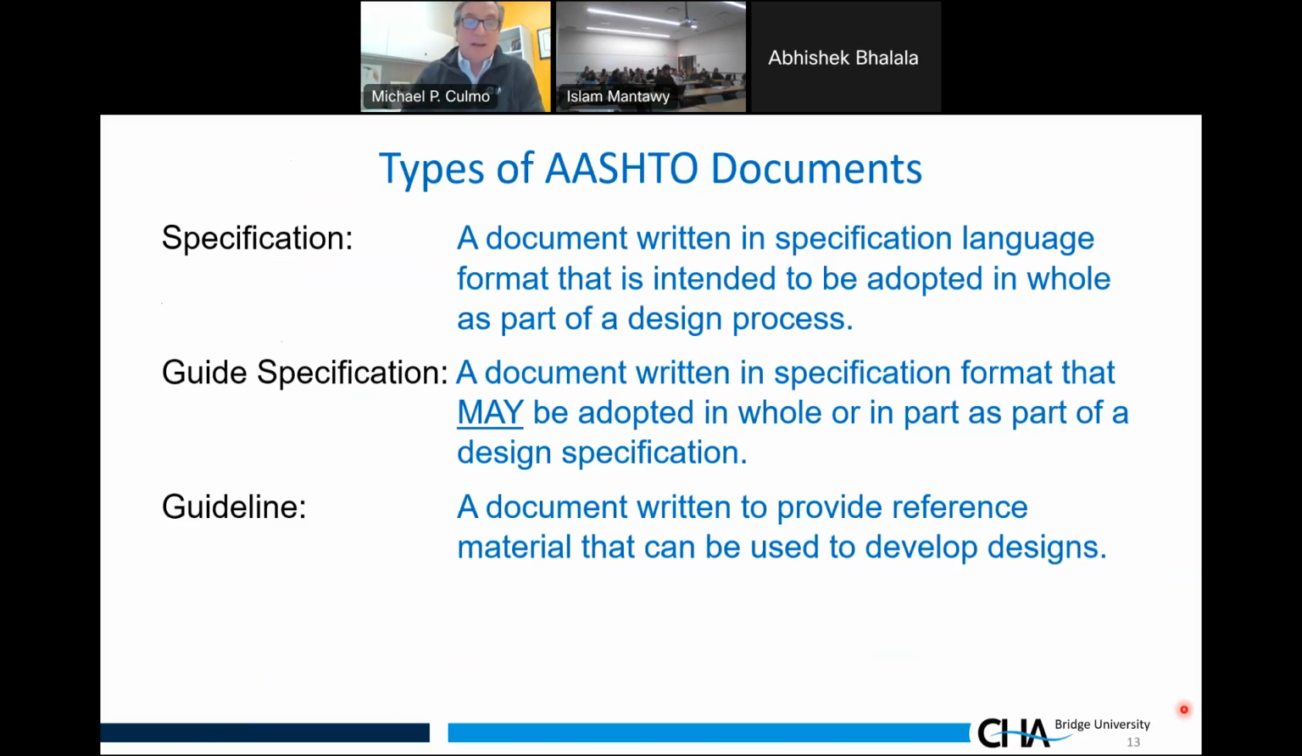The last type is a guideline. A guideline is basically a reference document that can be used to develop designs, but it's not mandatory. It's something that is optional that you can use at your discretion, or really at the owner's discretion. And when I mention owners, I'm talking about DOTs. DOTs own bridges, not individuals.